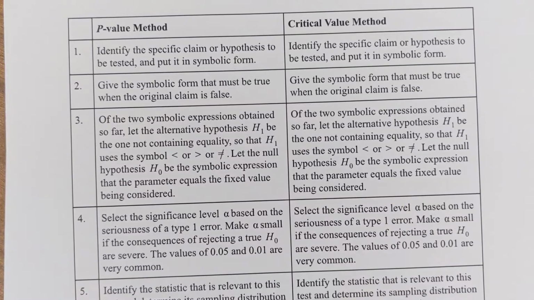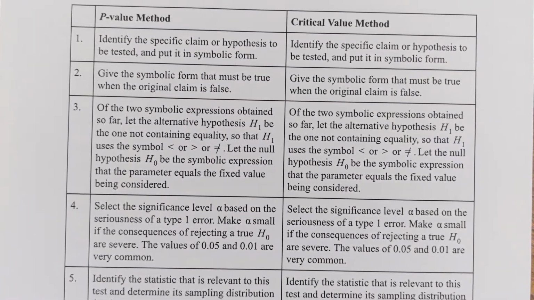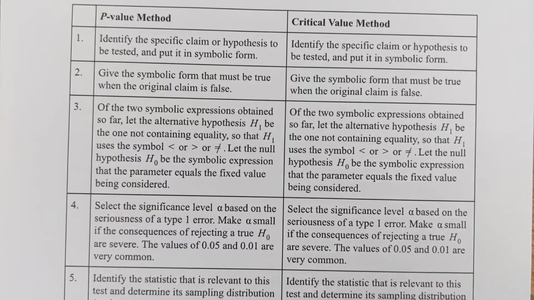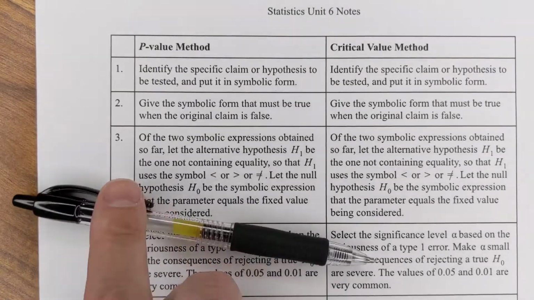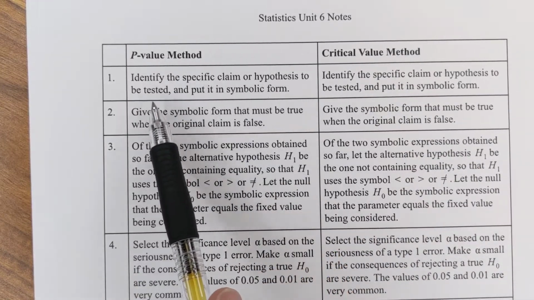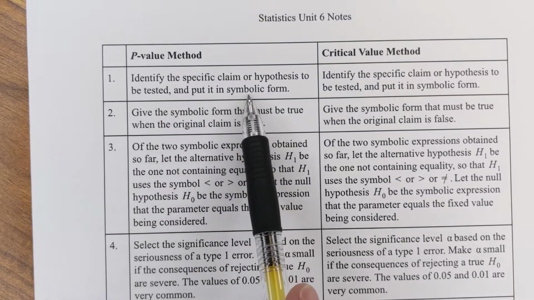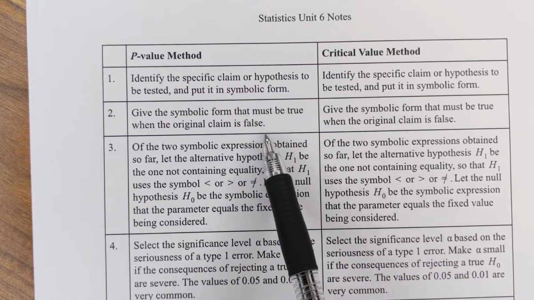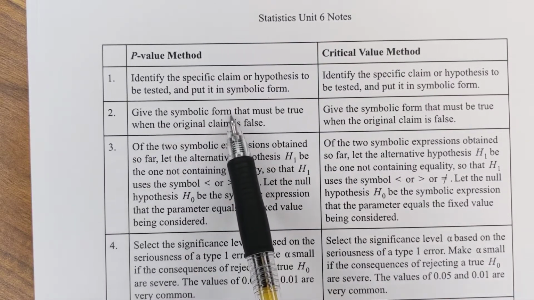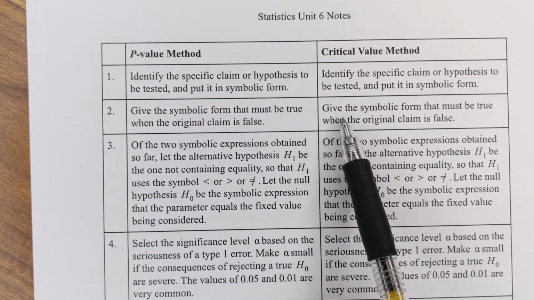Okay, so here we have the methods with which you can do some hypothesis testing. There's a method that involves the p-value, or what's referred to as the critical value. For the p-value method, step one, identify the specific claim or hypothesis to be tested and put it in symbolic form. That's the same for both of these. Step two, give the symbolic form that must be true when the original claim is false. So you're finding the opposite thing.